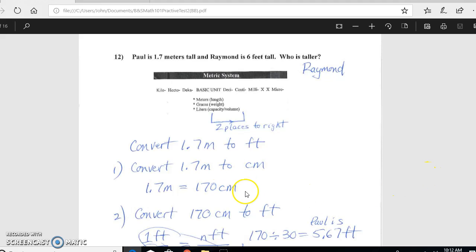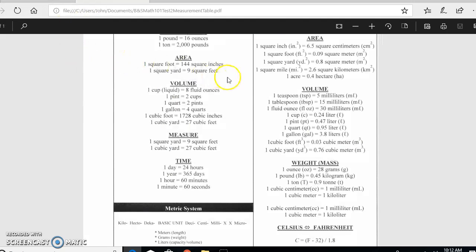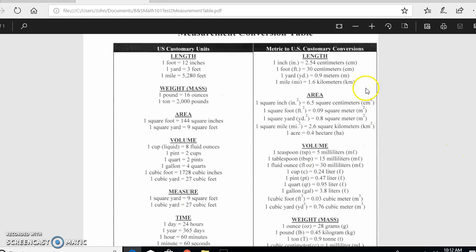And now I want to convert the centimeters into feet, and we are looking here at a metric system unit and a US unit, so we're going to convert between metric and US. We go to our formula sheet and we are looking at length, and I find a conversion formula right here between feet and centimeters. 1 foot is 30 centimeters, and so that's the formula that I'm going to use.